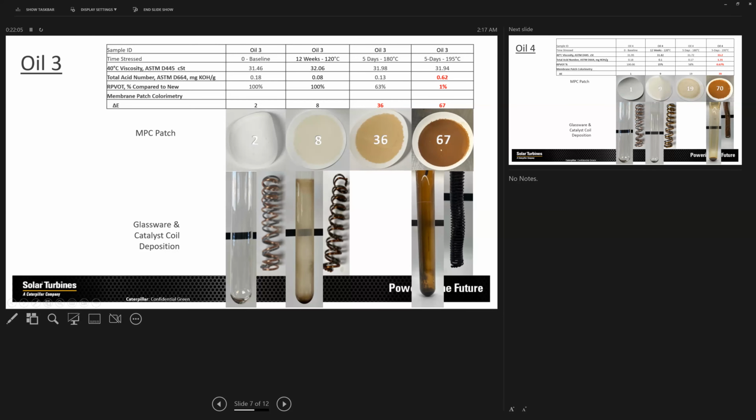This is where we see the TAN crossing the 0.6 threshold. We see the RPVOT, or the antioxidant level, basically obliterated at this point. There's none left. And we also see a sharp increase in the MPC. So at this point, the MPC has actually caught up to some degree with the actual amount of deposition on the glassware and the coil.